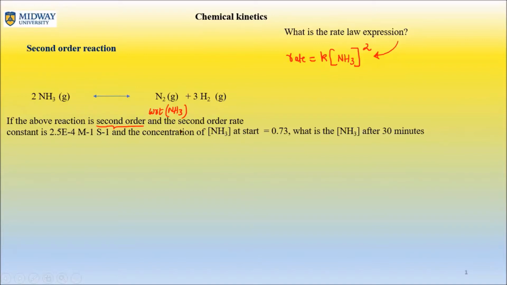If the above reaction is second order and the second order rate constant is this, you see it's M to the minus 1 s to the minus 1. So M to the minus 1 indicates the reaction is second order. As I said, if the reaction is second order, the rate constant would be M to the minus 1 s to the minus 1. The exponent on M will be minus 1 if it's second order. If it's third order, M would be to the minus 2. Okay, s is always minus 1. So this is one way to tell my reaction is second order, and the concentration of NH3 at start is this.